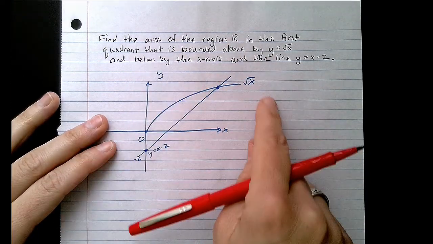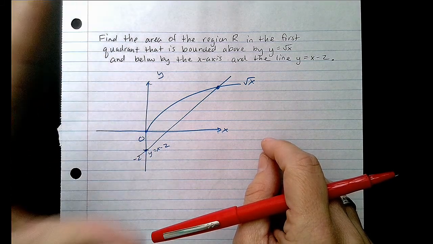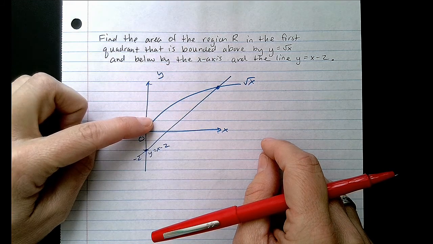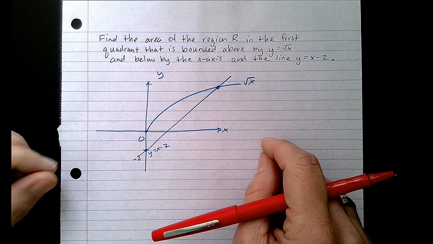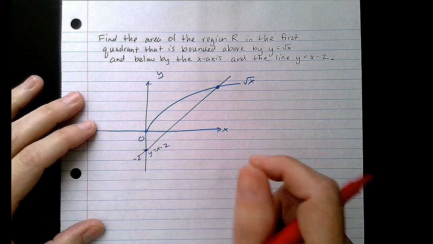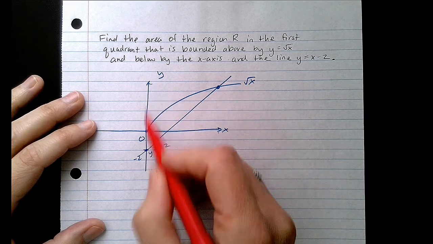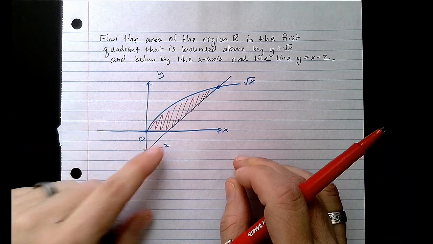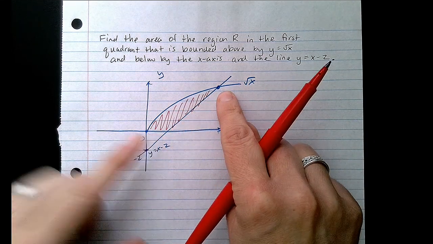Now let's read this again. It wants the area of the region that's in the first quadrant only, that's bounded above by this and below by the x-axis and this line here. So here's the question. Do I use that area right here? The answer is no, because it wants the area in the first quadrant only. It's bounded below by the x-axis, see? And below by that line.